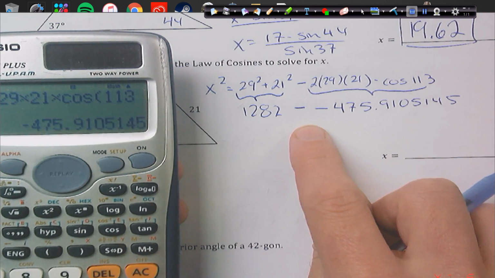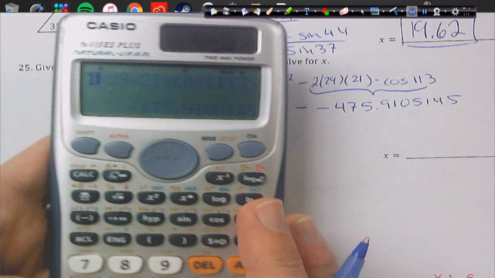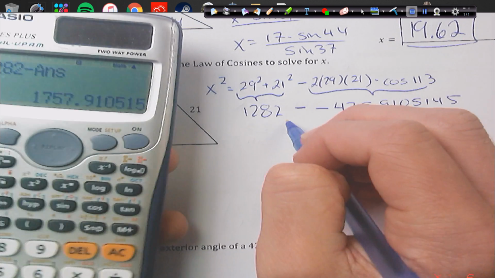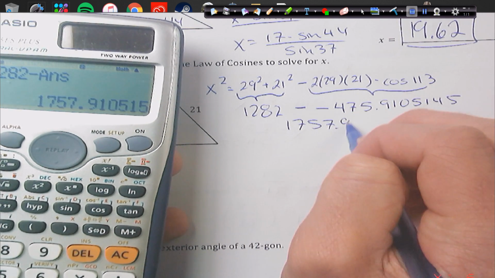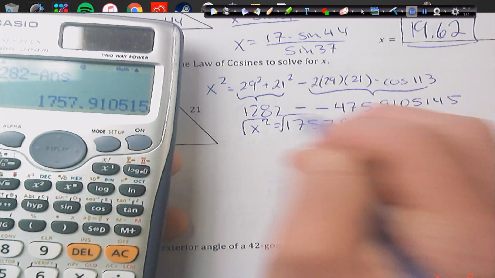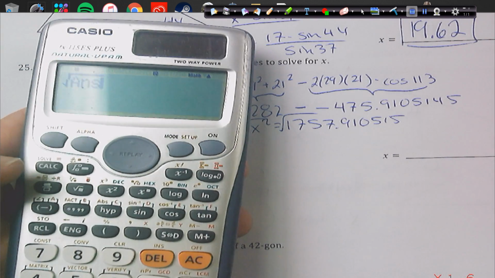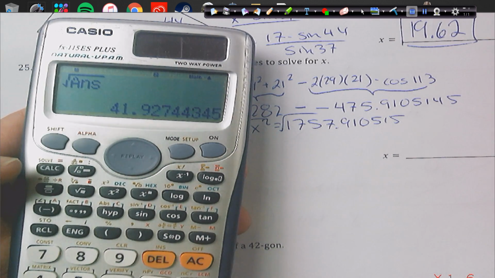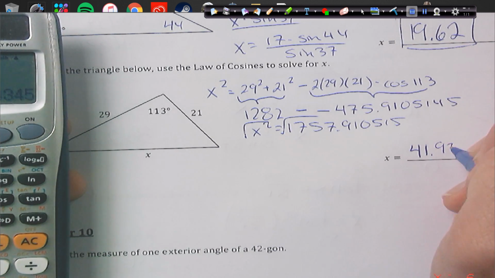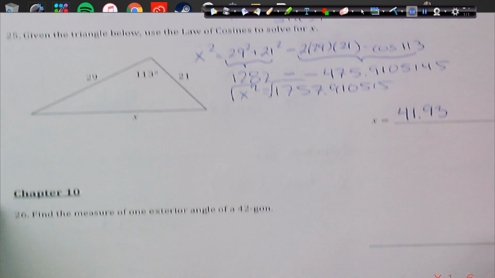Two negatives do make a positive, so I'm actually going to end up adding these together. I'm going to write 1282 minus my answer, and it's going to add it together for me automatically, because it understands that two negatives make a positive. Then I take the square root of the answer, and we have 41.92, which I'll round to 41.93 for x.